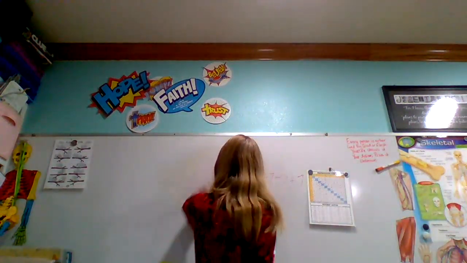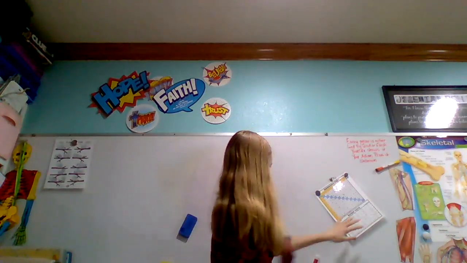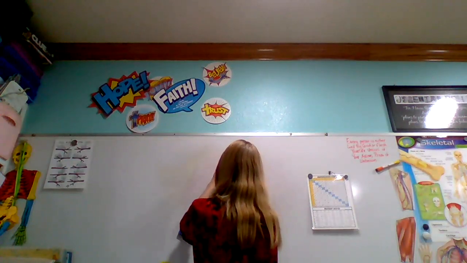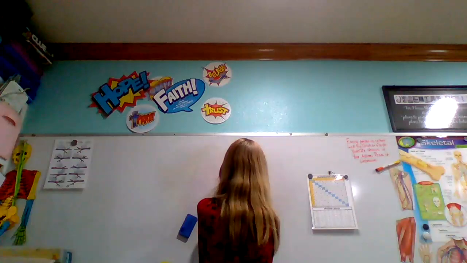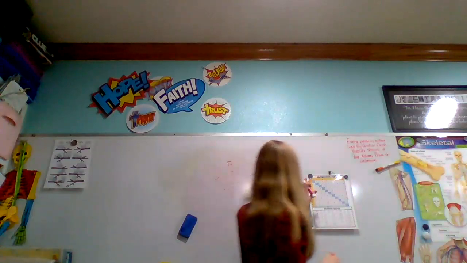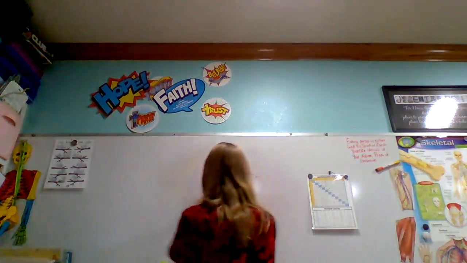Let's do 3 times 5. We're going to add 5 as many times as 3 says, so that's 5 plus 5 plus 5. What is that going to be? 15. Yes, 15. Let's check on our multiplication chart. 3 times 5 equals 15. That is correct.